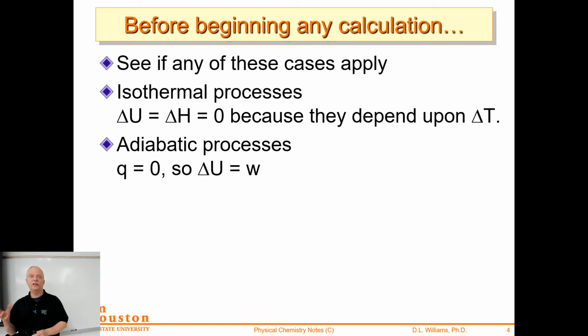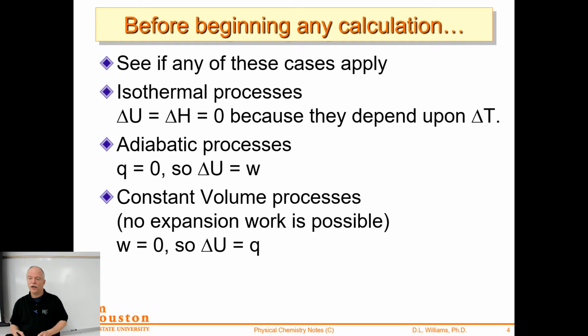And so there will be some change in internal energy, and the change in internal energy is the sum of heat and work, but if heat is 0, then the work is non-zero. So the internal energy change would just be equal to the work. And then constant volume processes. If it's a constant volume, then you can't be doing any expansion work. So work would be 0 in that case. Therefore, delta U would be the heat.